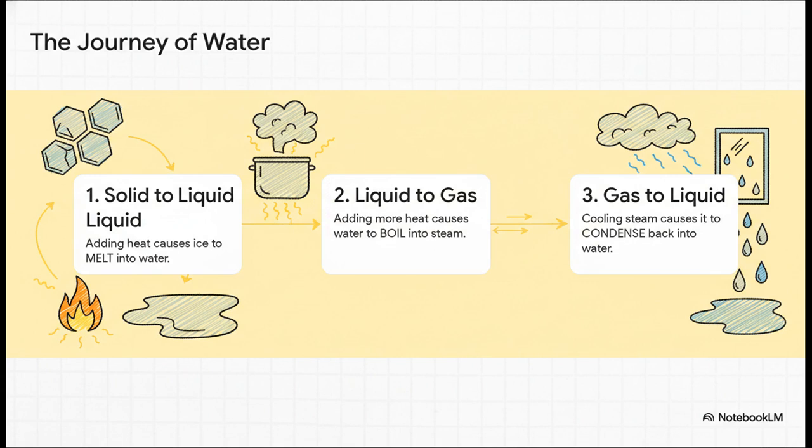You start with solid ice. You add a little heat, and it melts into liquid water. Add some more heat, it boils and turns into a gas we call steam. Then, if that steam hits a cool surface, like your bathroom mirror after a hot shower, it condenses right back into little droplets of liquid water. See? Same stuff, just different phases.